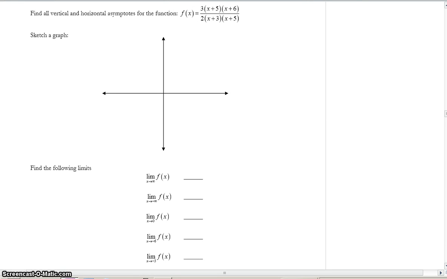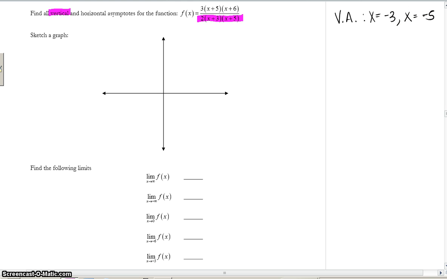Find all vertical and horizontal asymptotes for the function f of x is equal to 3 times (x plus 5) times (x plus 6) over 2 times (x plus 3) times (x plus 5). So this is nice. It's in factored form for us. So the first thing we want to do is find our vertical asymptotes. Remember that our vertical asymptotes are found in our denominator. So it looks like we have two vertical asymptotes at x equals -3 and at x equals -5.